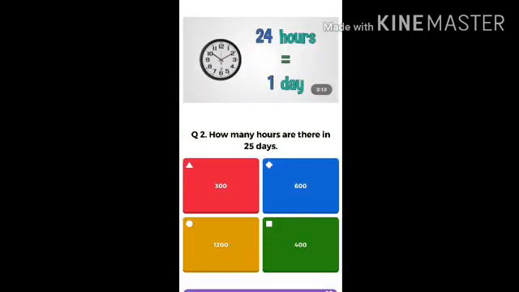How many hours are there in 25 days? As you all are aware, there are 24 hours in a day. To find out the hours in 25 days, we need to multiply 25 by 24 and the answer is 600.